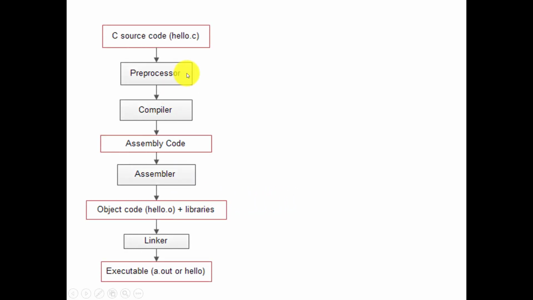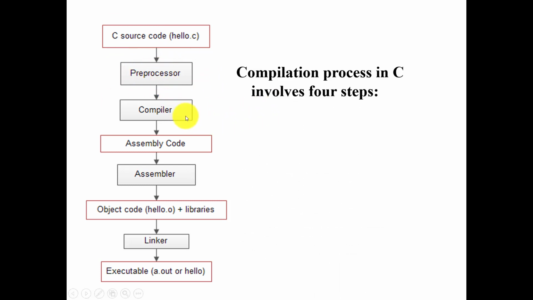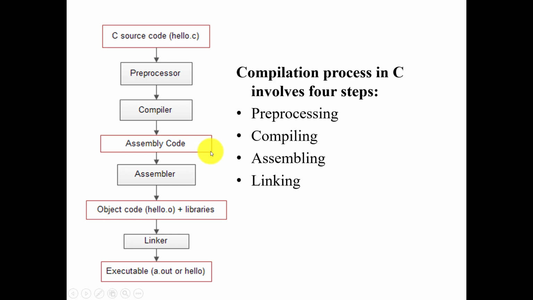Now let's understand this diagram. First of all, we create source code, for example hello.c. Then in the compilation process there are phases. The first phase is pre-processing, then the compiler or compiling, then assembling. In assembly we use the assembler, and then there is the linker or linking process.